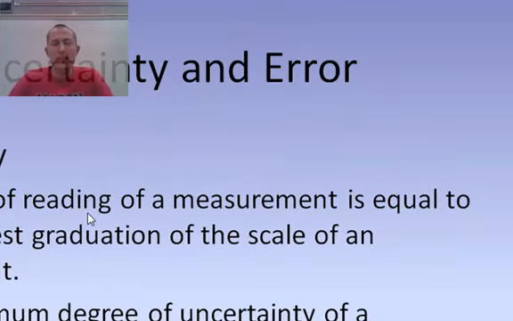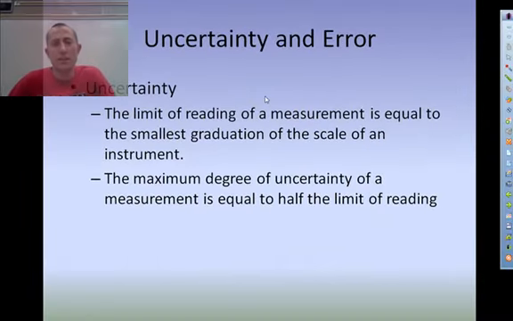And this idea of uncertainty is simply related to the limits of our scales. If we have a meter stick, if we have a balance, they can only read so small, and so we can only get measurements that are so precise.